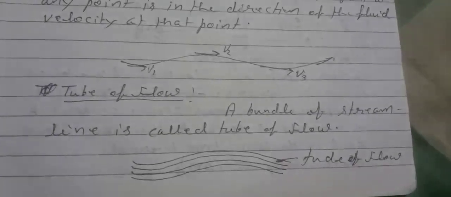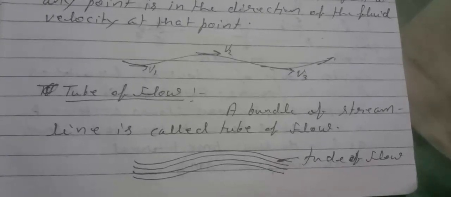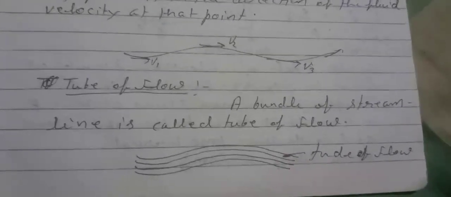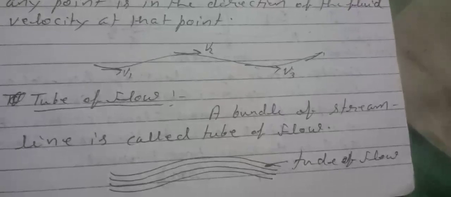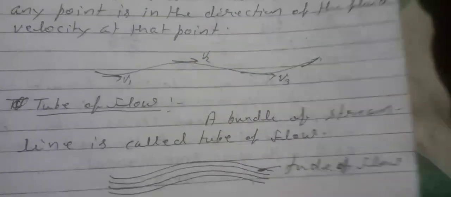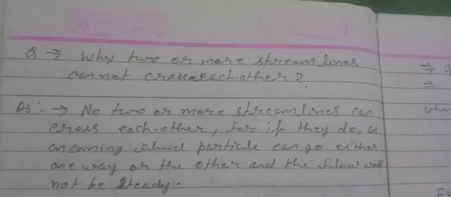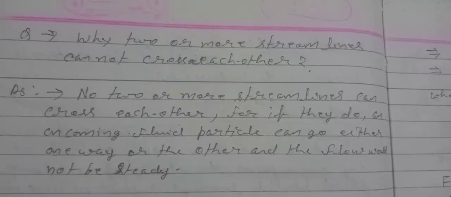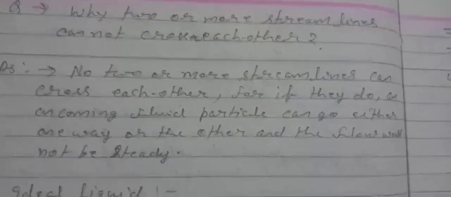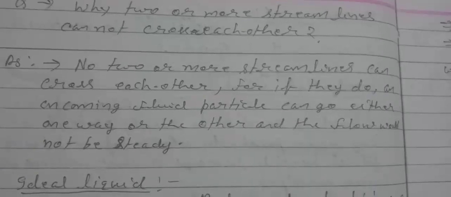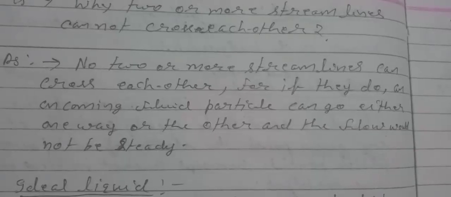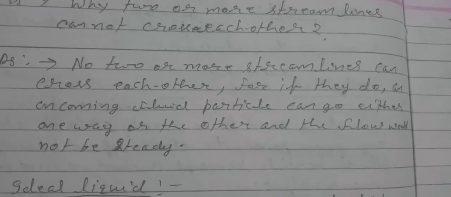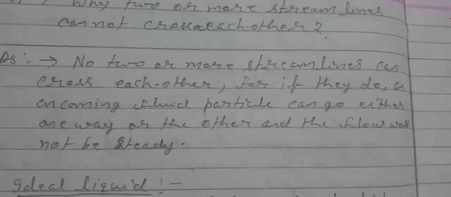Tube of flow. A bundle of streamlines is called a tube of flow. The figure shows a tube of flow. Why can two or more streamlines not cross each other? Answer: no two streamlines can cross each other, for if they do, an oncoming fluid particle can go either one way or the other and the flow will not be steady.